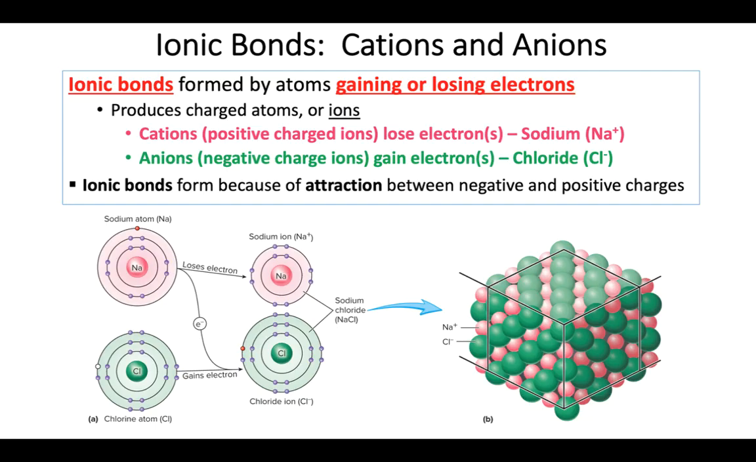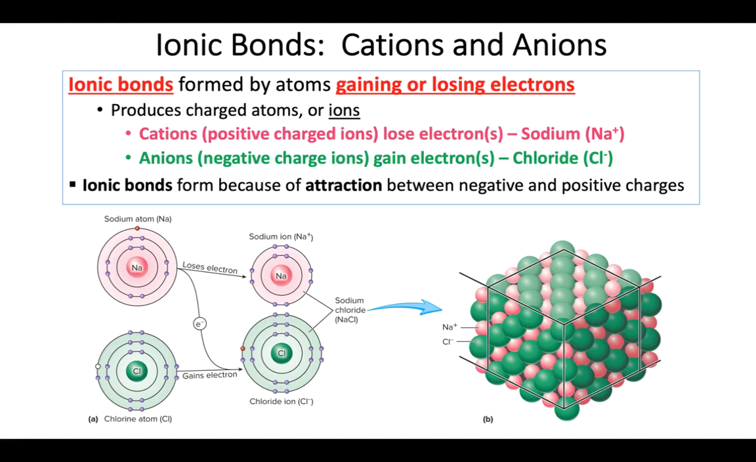All right, so we're going to talk about bonds. There's 3 major types of bonds. Again, a bond is how we're going to hold atoms together. Based on these bonds, we want to look at how they're formed, number 1. How strong they are. So are they very, very strong or are they weak bonds? And then, what kind of molecules might have these kinds of bonds?